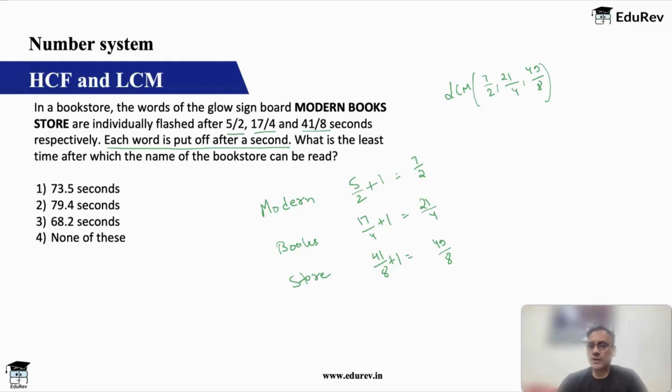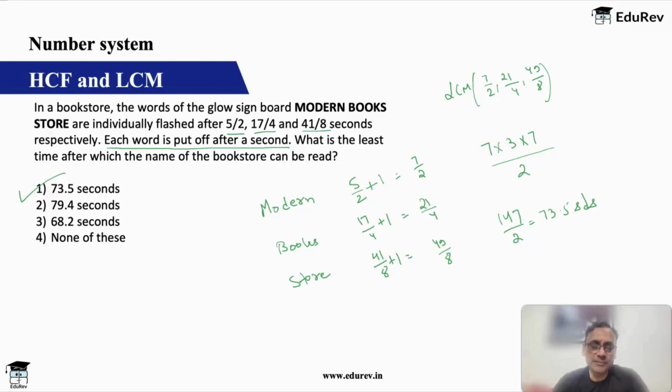LCM of 7, 21, 49. You can see that 7 is common in all of them. Okay, 21 has a 3 extra and 49 has a 7 extra. HCF of 2, 4, 8 is 2. So you basically get 7 into 7, 49, 49 into 3, that is 147 by 2, which is 73.5 seconds. So they'll be flashing after every 73.5 seconds, so the first option will be the answer choice.